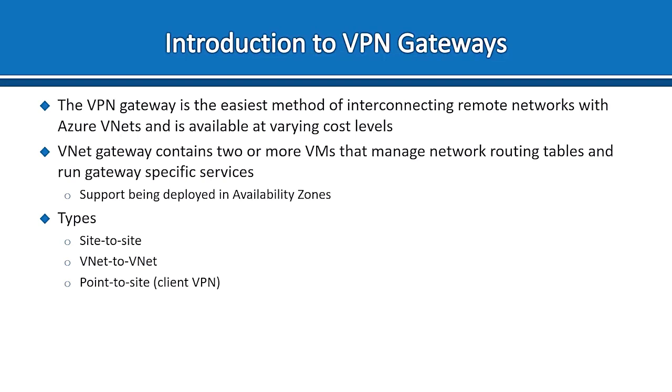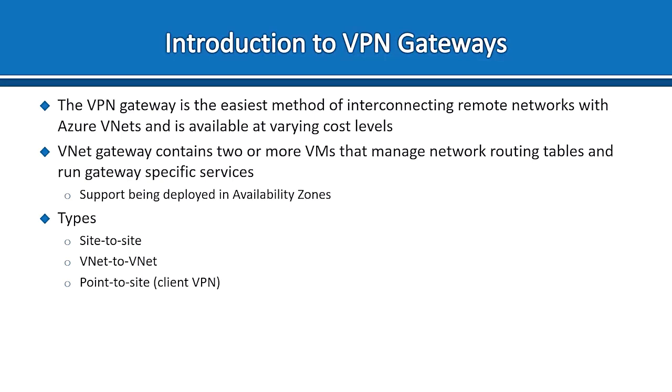environment. Okay, so the VNet gateway contains two or more virtual machines that manage routing tables and run gateway-specific services in a subnet that is actually called the gateway subnet. Now, these VMs are created automatically when you create the virtual network gateway, and you don't configure them at all. Okay, so all you're basically doing is creating that subnet. Gateways can be deployed in Azure availability zones, which gives you, of course, resiliency, scalability, high availability, etc. And that would physically and logically separate the gateways within a region.